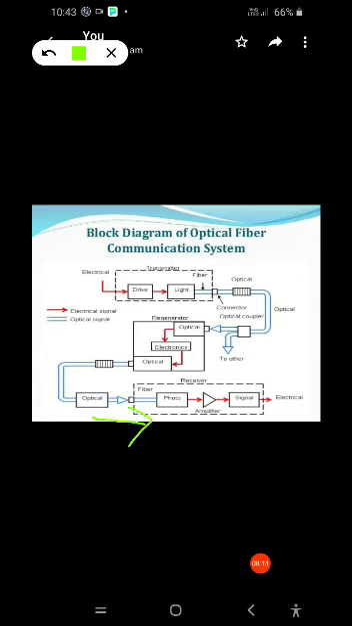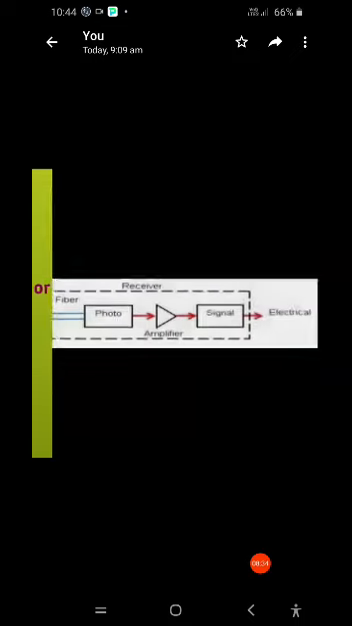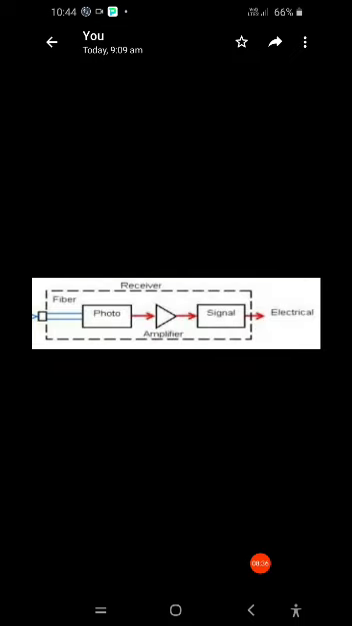The next block is receiver. Now we will discuss this. The receiver has mainly three blocks: first one is the photodetector, then the amplifier, and then the signal restorer. In this figure it has first the photodetector, amplifier, and then the signal restorer.